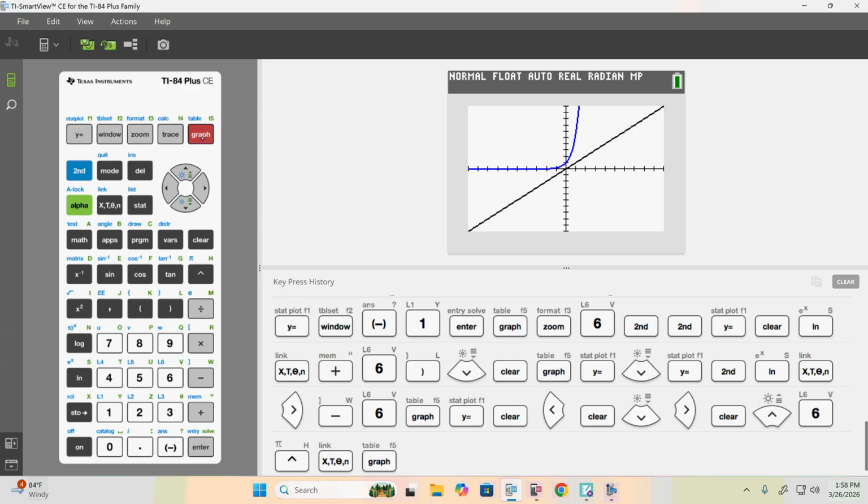I graphed it here. This is the graph of it. Now, if you notice, there is that other line I have included, y equals x. Inverses are always reflected across this line. So 6 to the x inverse should be a mirrored reflection across the line y equals x.